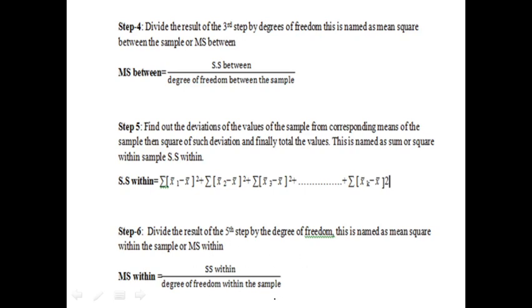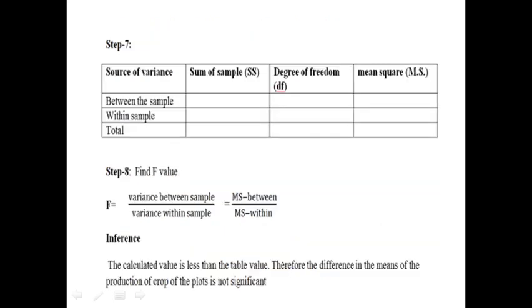Just go for the degrees of freedom between the samples and within the samples. Then the question is how the degree of freedom is calculated. It is nothing but the number of observations minus 1, that is n minus 1 for samples. Between the samples it is small n and within the samples it is capital N.